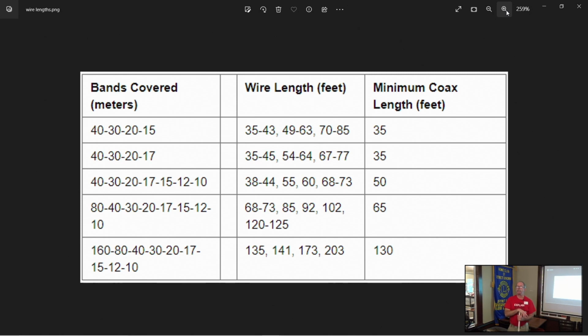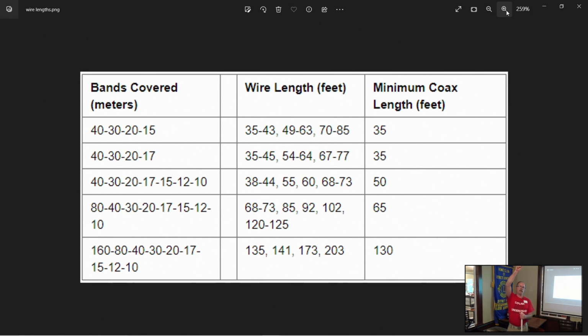Joe? The minimum coax length, is that for radio use? This chart, which I've never seen before today, says minimum coax length. It's using the braid. Yes, it suggests to me it's using the braid of the coax as the counterpoise. That's kind of what I thought.